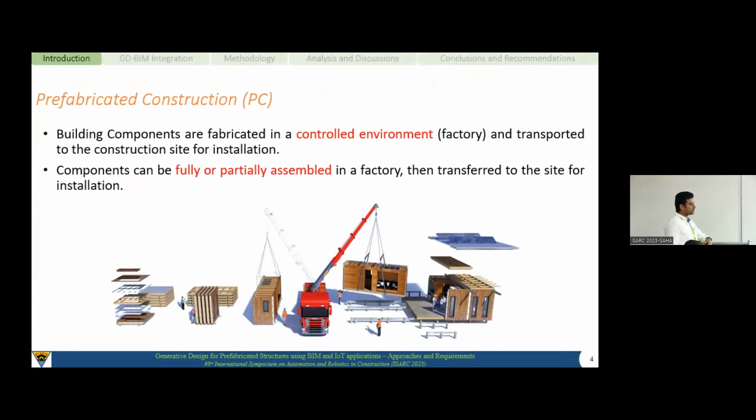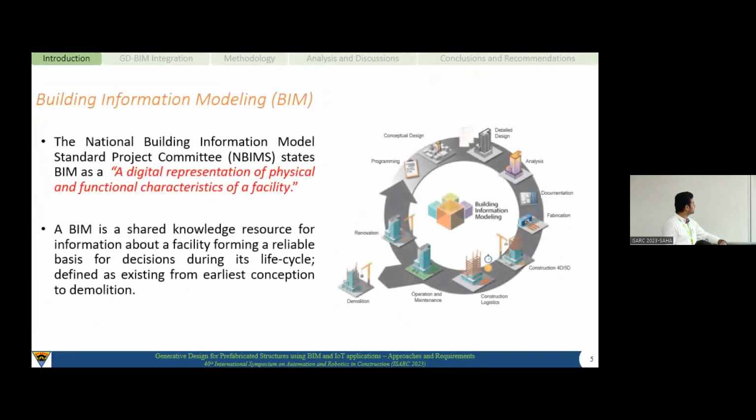To begin with, I would like to give a basic definition of the key terms: prefabricated construction. In prefabricated construction, building components are fabricated in a controlled environment, as we are aware, and transported to the construction site for installation. It may be fully or partially assembled in the factory, and then it is transferred to the site for installation, and it follows various steps.